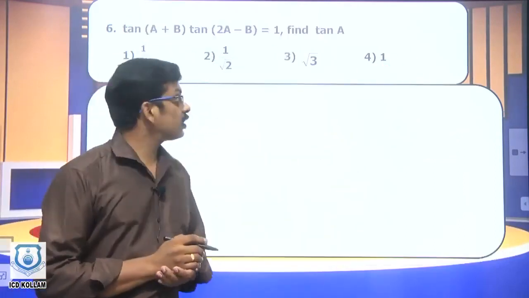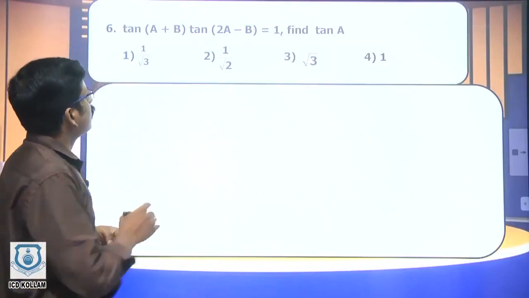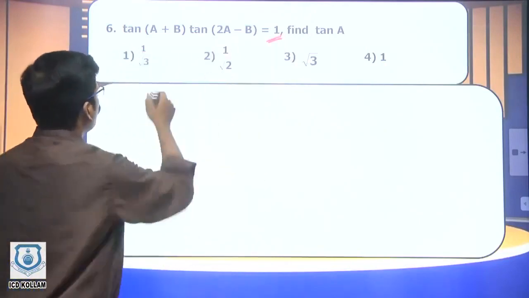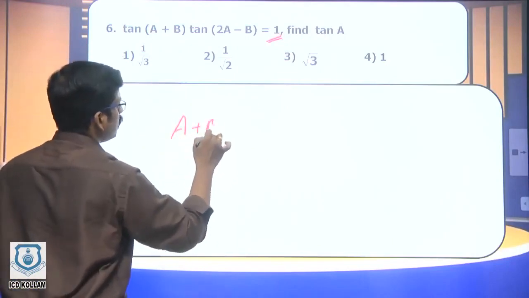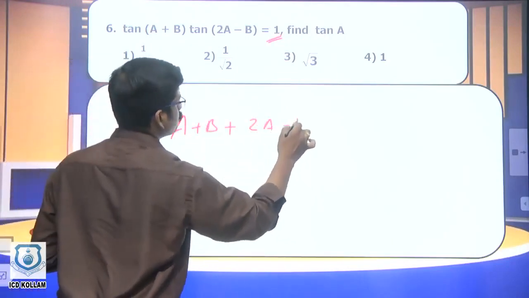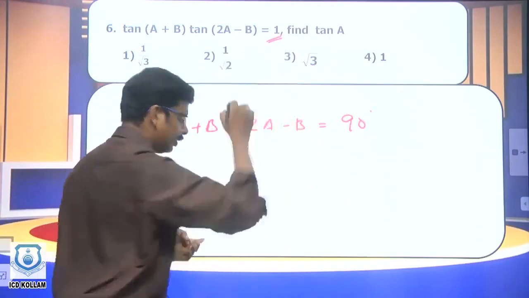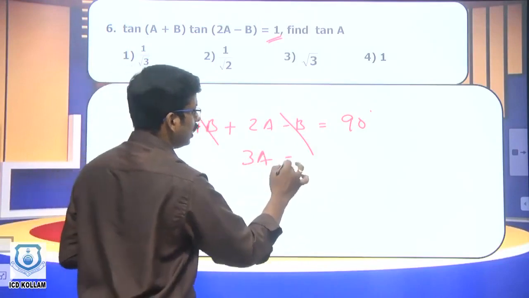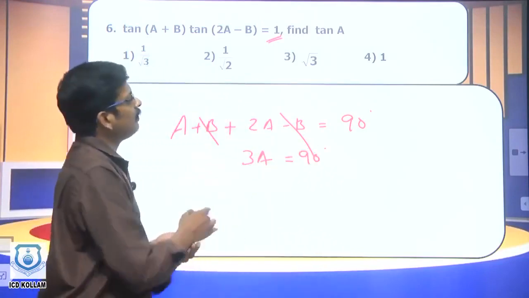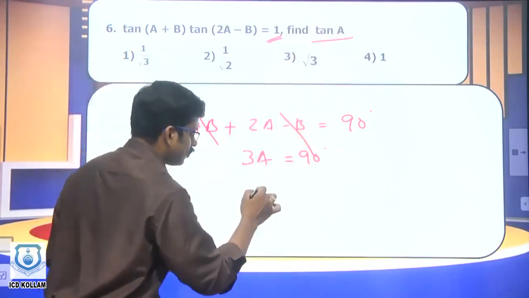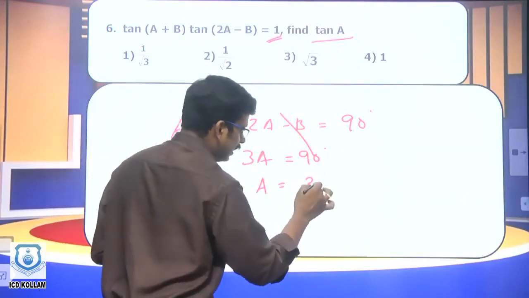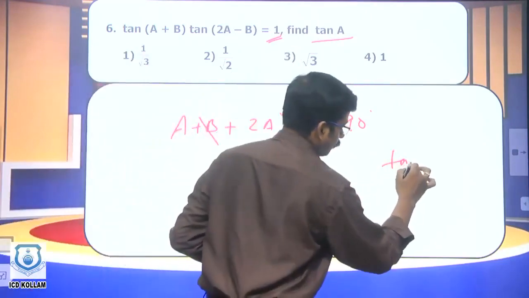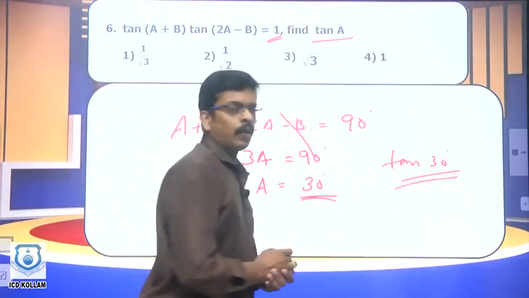Question number 6. tan(A plus B) into tan(2A minus B) equals 1. Same model question, but here A plus B plus 2A minus B equals 90 degree. B and minus B cancel, total of 3A equals 90 degree, and we need to find tan A, which means A equals 30 degree. Now we can say tan A is tan 30 degree, which is 1 by root 3.